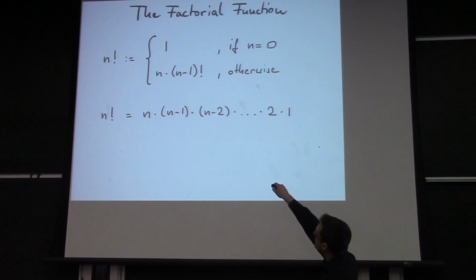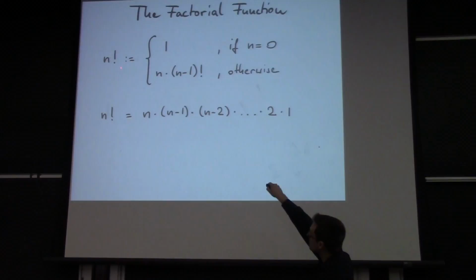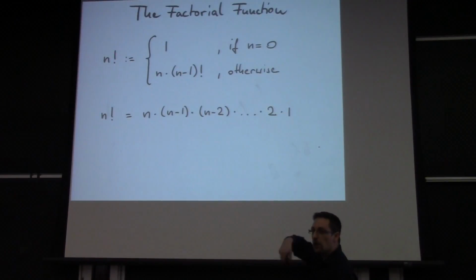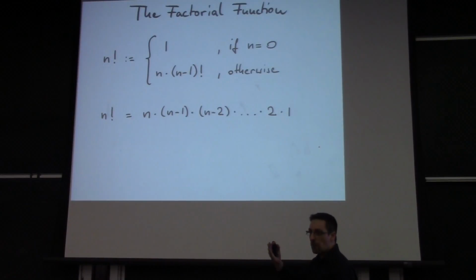And so this is how this thing is defined. One uses this exclamation mark notation here to represent the factorial function. So this is saying n factorial. This is a function that takes a natural number, say 0, 1, 2, and so on, and maps it again to a natural number.